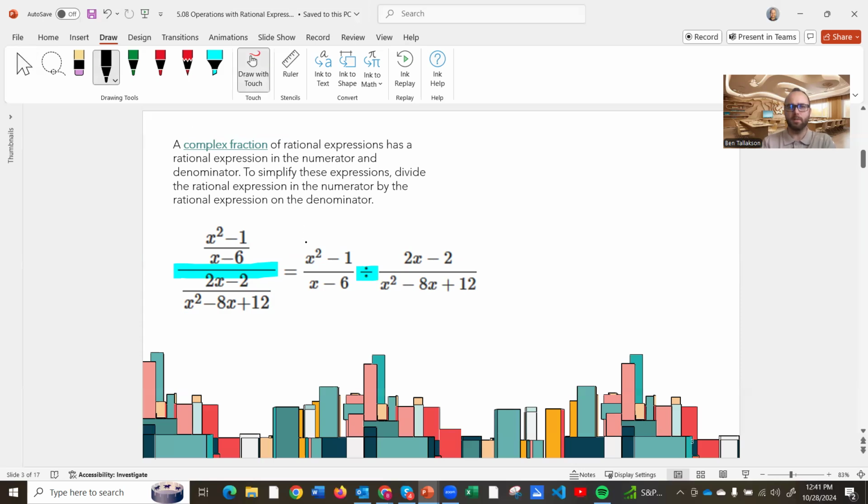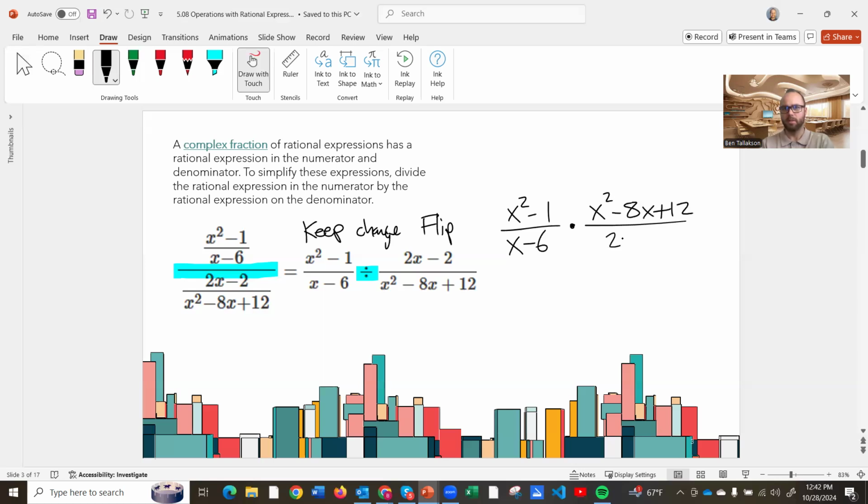Do you remember that rule? Well, the rule was keep. So keep the first fraction the same. Change. Remember, change means change that division sign to multiplication. And then finally, flip. So we're going to flip this fraction where the numerator and the denominator switch places. So what's essentially happening? Well, we're saying that dividing is the same as multiplying by the reciprocal.